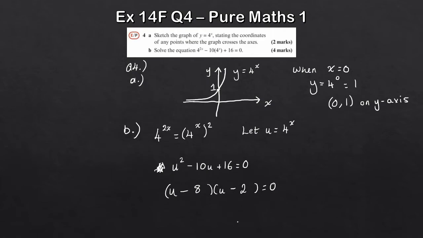Good stuff. So at this point here, we can just simply see what u is basically. So u is either 2 or u is equal to 8. Remember u is actually 4 to the x. So what we're saying here is that 4 to the x is equal to 2, or 4 to the x is equal to 8. And then at this stage here, we just need to solve this using logarithms. There is another couple of ways you can do it.